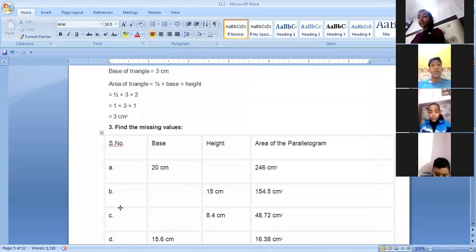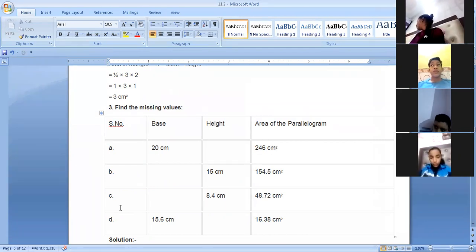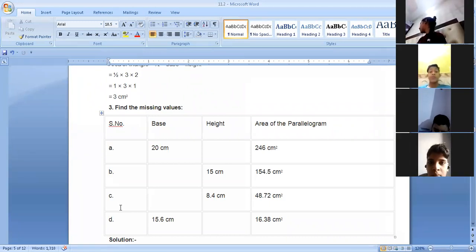In the next question, you have to draw this table in your notebook. The table which is given in your book, you have to draw it in your notebook also. And write the digits with black pen. Ruzaib, start writing in your notebook.